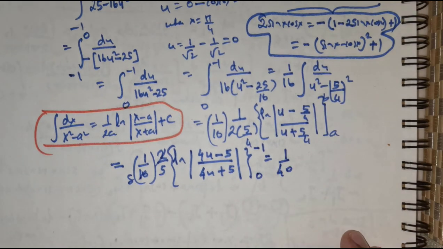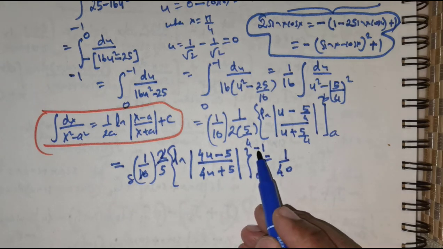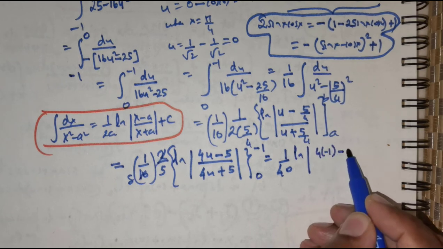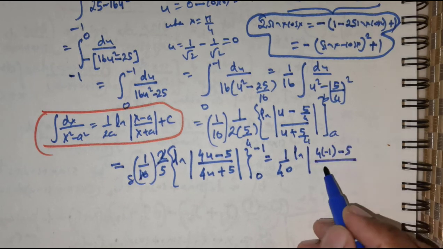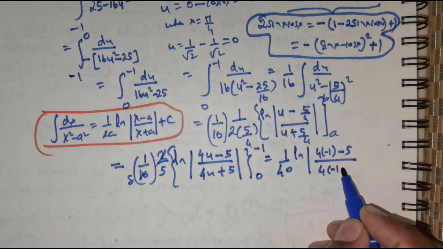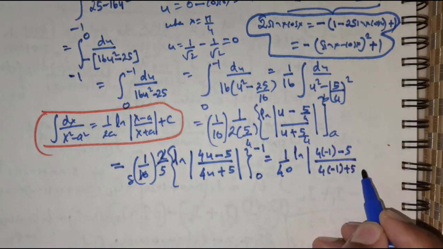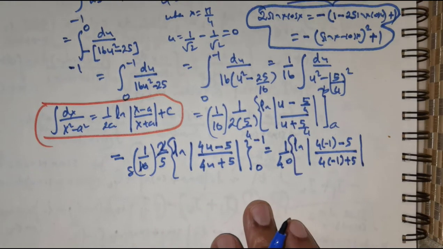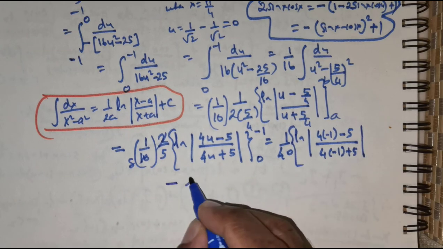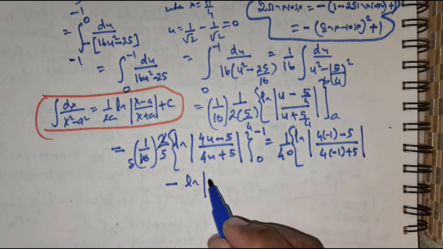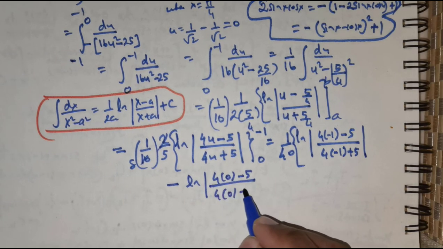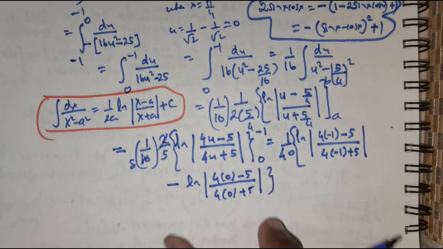Now we will have to place the upper limit. So this is negative 1. So ln of modulus of 4 times negative 1 minus 5, divided by 4 times negative 1 plus 5, right? This is the upper limit, minus the lower limit. So negative ln of modulus of the lower limit, which is 4 times 0 minus 5 divided by 4 times 0 plus 5. So this is what we have got.